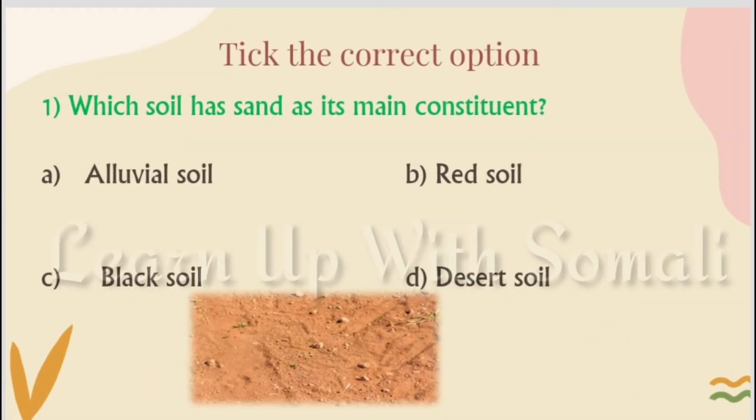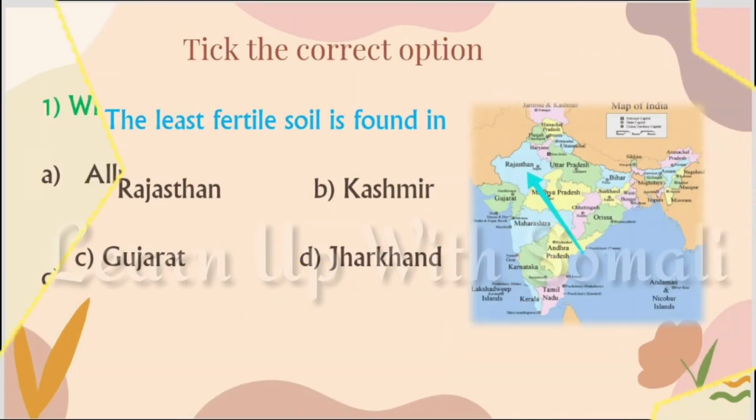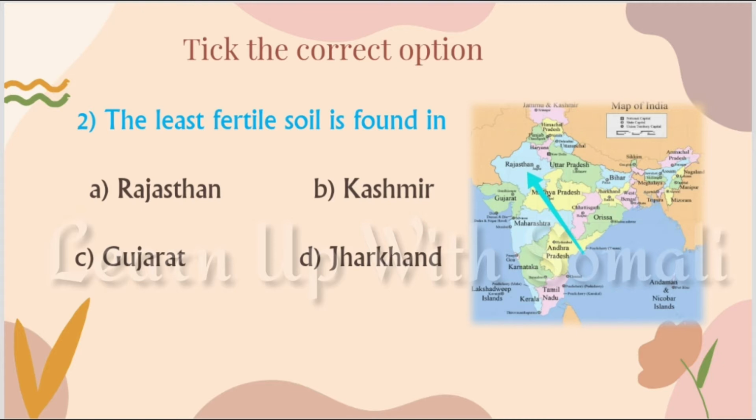We will start our today's video with tick the correct option. Question number 1. Which soil has sand as its main constituent? The answer is desert soil. Moving on to question number 2. The least fertile soil is found in? The answer is Rajasthan.